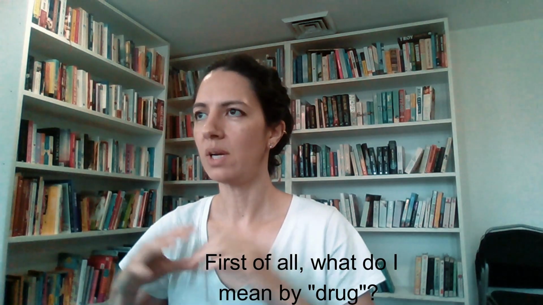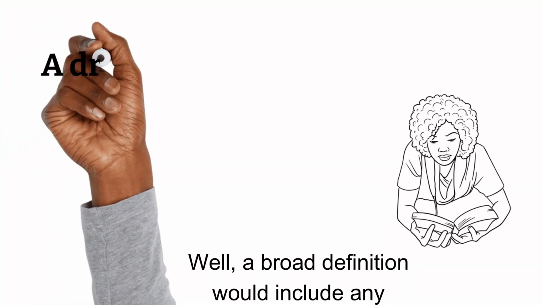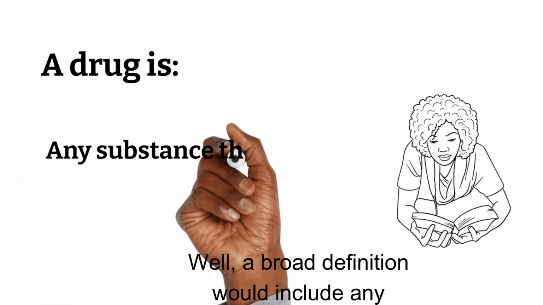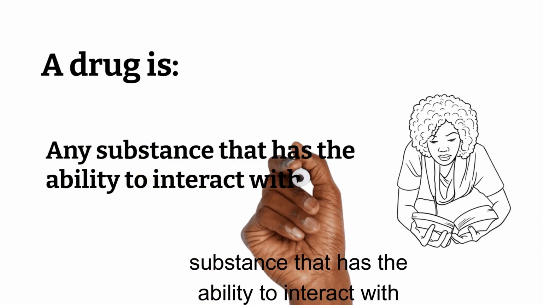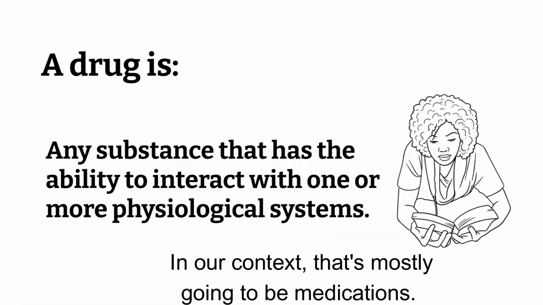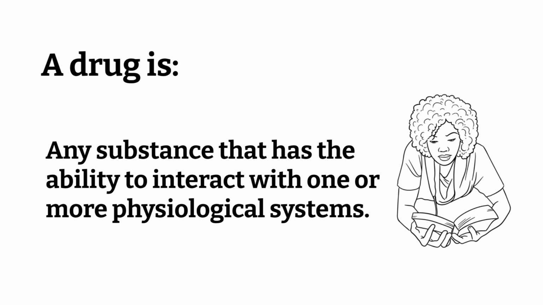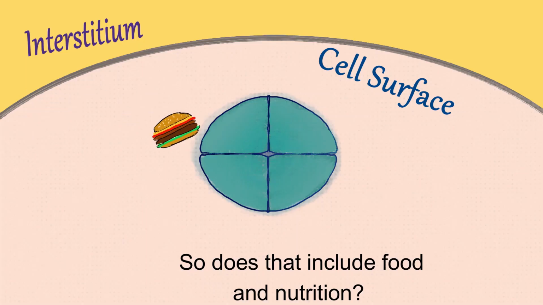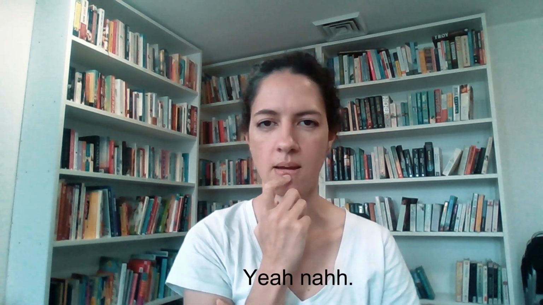First of all, what do I mean by drug? Well, a broad definition would include any substance that has the ability to interact with one or more physiological systems. In our context, it's mostly going to be medications. So are we including, like, food and nutrition? Yeah. No.